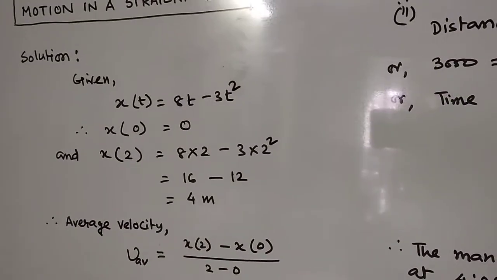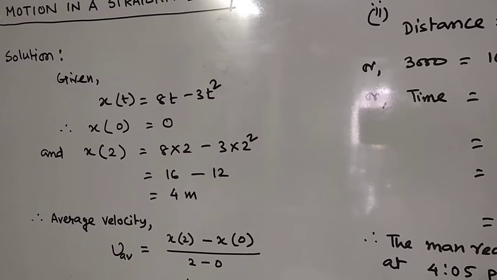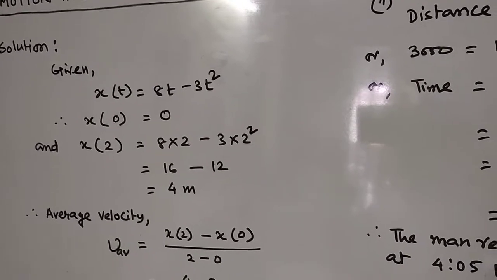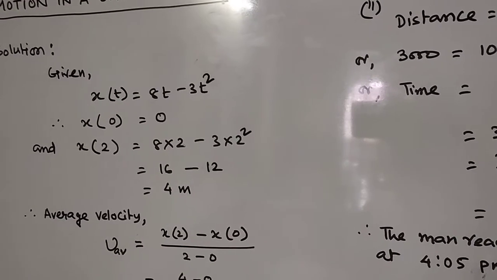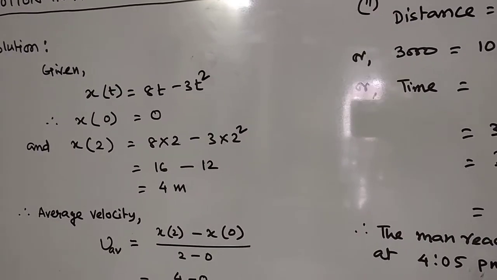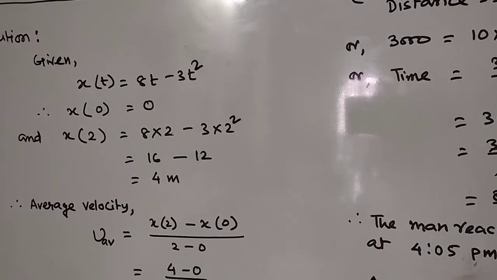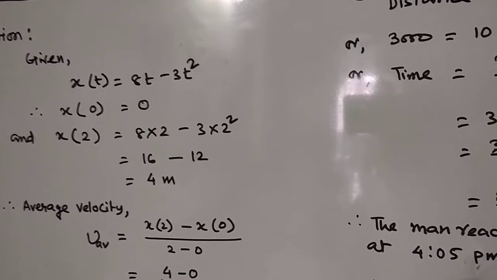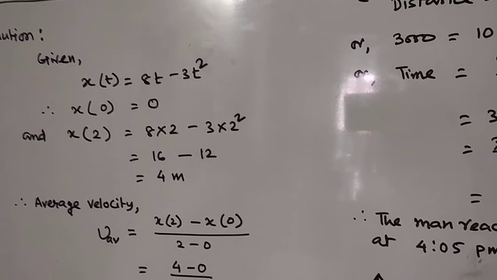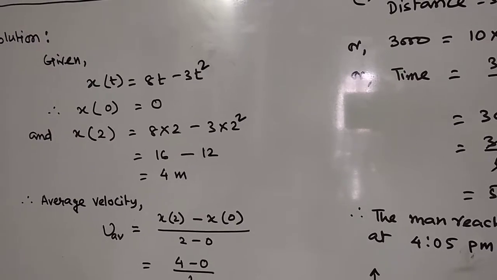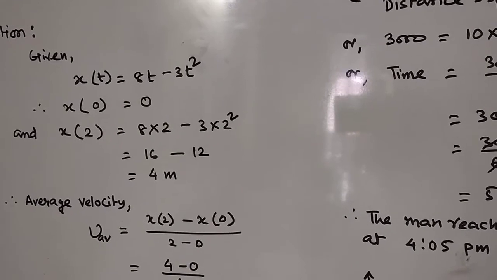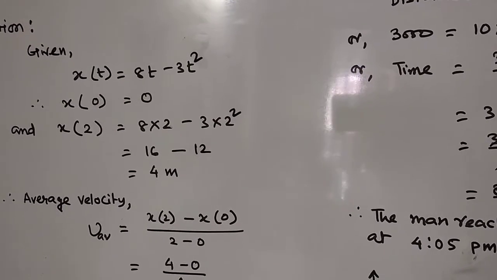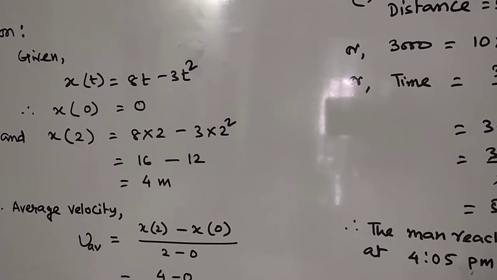Given x is a function of time, that's why we have written x(t) equal to 8t minus 3t square. Now the time interval is given t equal to 0 to t equal to 2 seconds. So x(0) is 0, because 8 into 0 minus 3 into 0 square is 0. Now x(2 seconds): 8 into 2 minus 3 into 2 square, so 16 minus 12, which gives you 4 meter. So this is the displacement.